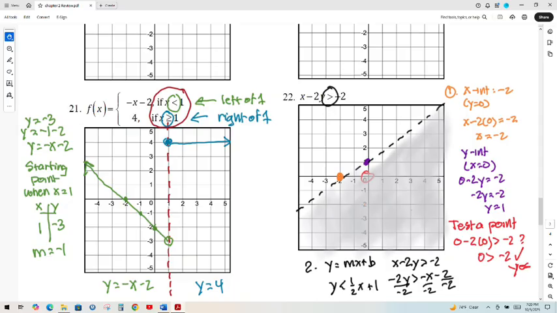Make sure it's a dotted line. But again, you're going to test values. Again, you can plug in the 0, 0. So is 0 less than 1/2 of 0 plus 1? 0 is definitely less than 1. So yes, that's the answer. And we end up shading the exact same side. Okay, so that's the end of the graphing. Now it's off to the Desmos section.